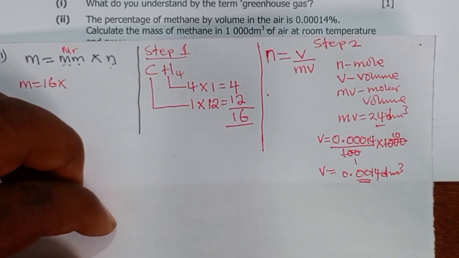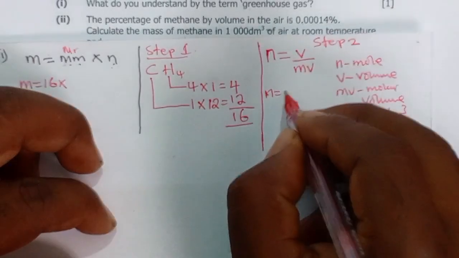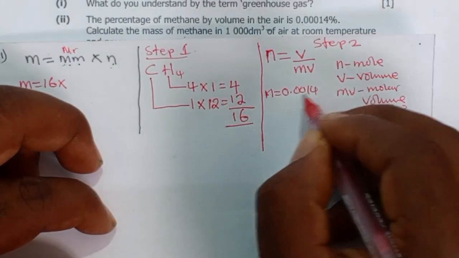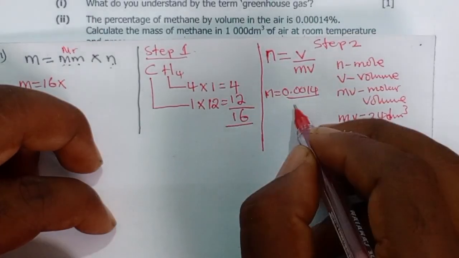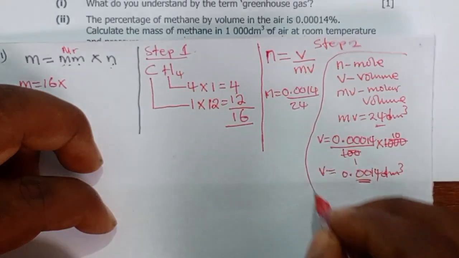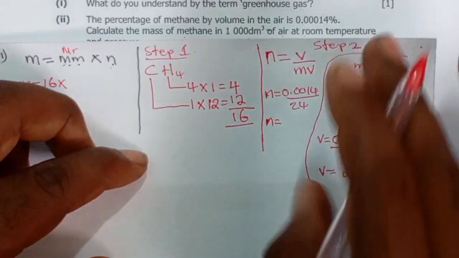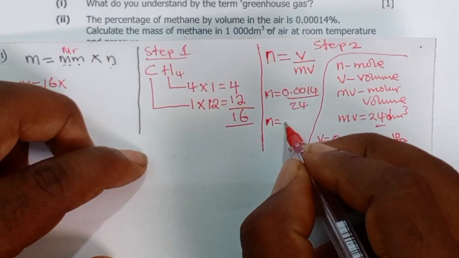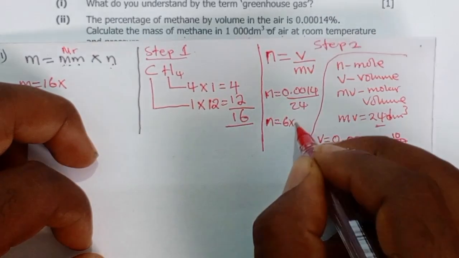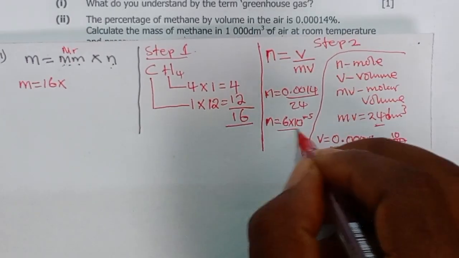So now from there, I'll say number of moles is equal to volume, 0.0014, divided by the molar volume, which is 24. So I'll say number of moles is equal to, when I divide, I'm going to have 6 times 10 to the power -5. So that is the number of moles.